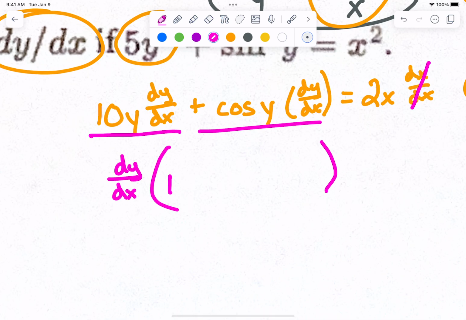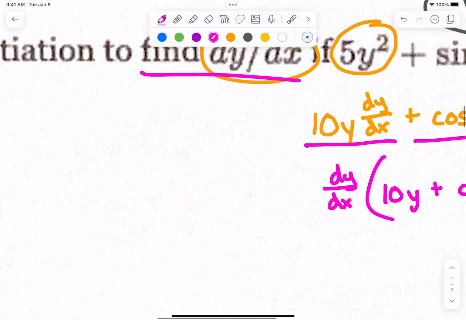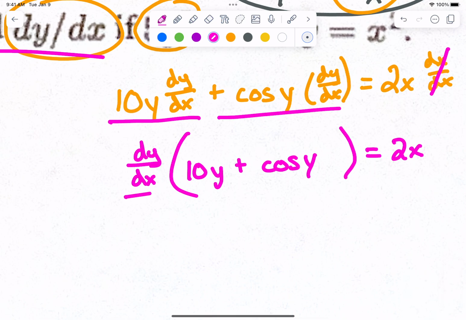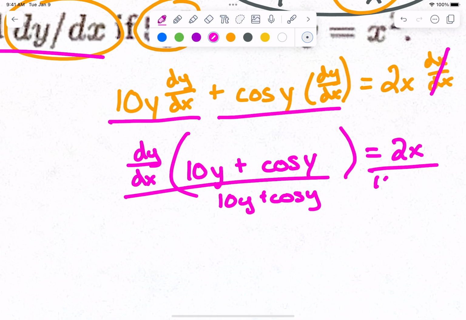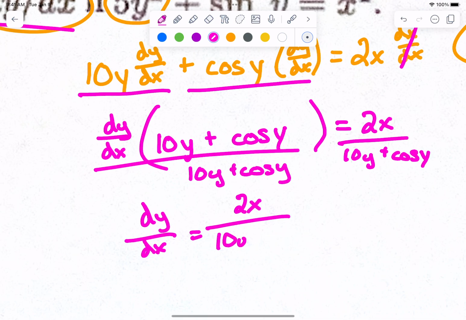10y plus cosine y equals 2x. Now what? It says to find dy dx. That means I have to get dy dx by itself. I'm going to divide by the 10y plus cosine y. So the final answer, dy dx, is equal to 2x over 10y plus cosine y. There you go, that's it.